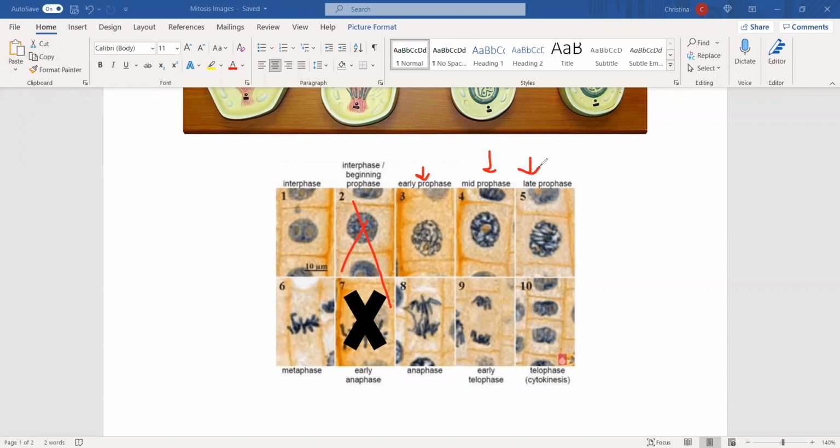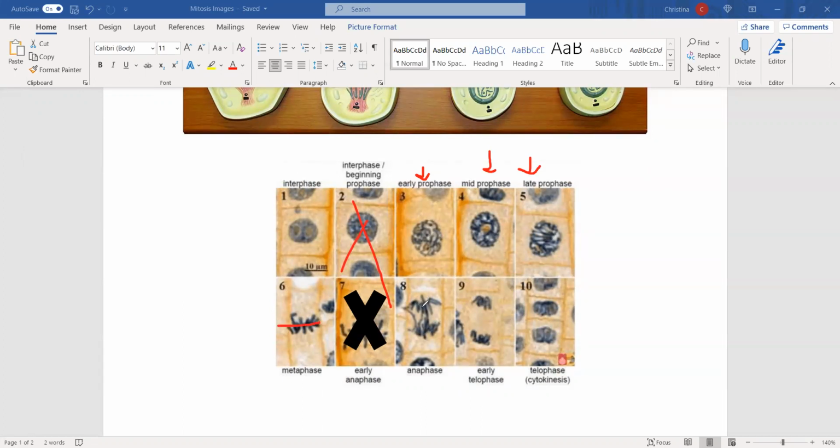These are all great examples of prophase. Remember, in prophase, you're looking for the little yarn strings inside the nuclear area. So all of those would be prophase. Do not worry about telling me early, mid, or late. They're just prophase. Then down here, picture number 6, that's going to be metaphase, because remember, in metaphase, they meet in the middle.